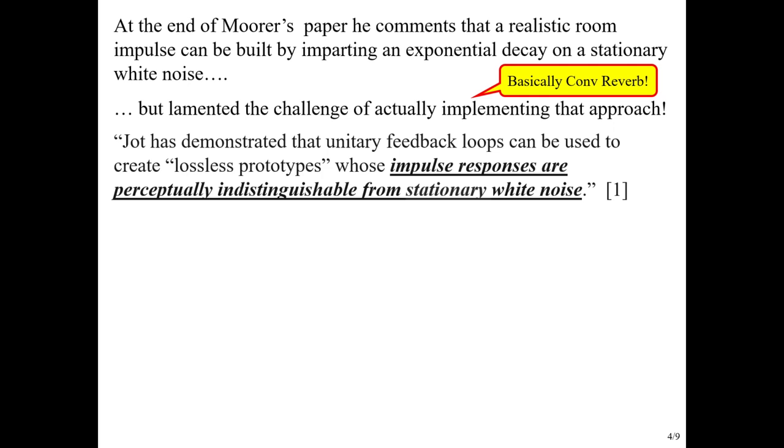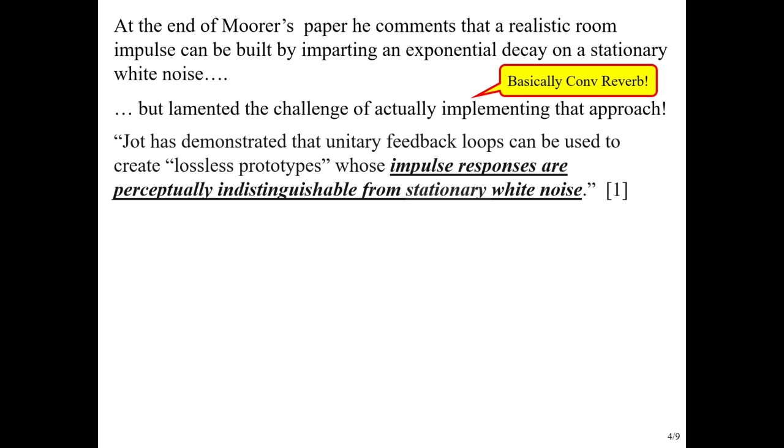Well, down the road, another researcher, Jot, who was a PhD student at the time, working with his PhD advisor, they were working on these ideas of unitary feedback networks, just generally and arbitrarily, developing some of the theory of those.